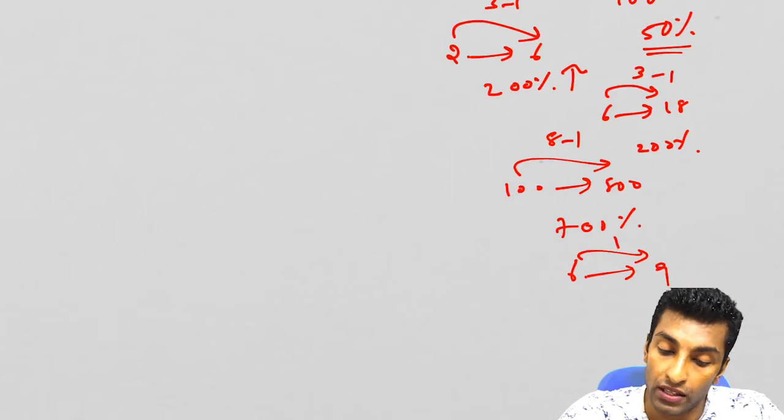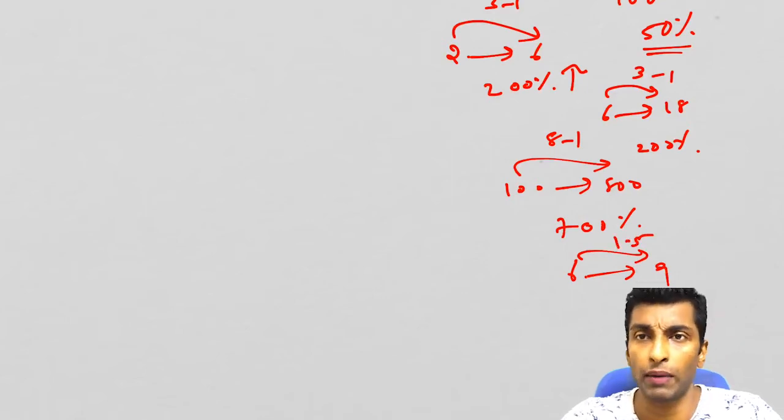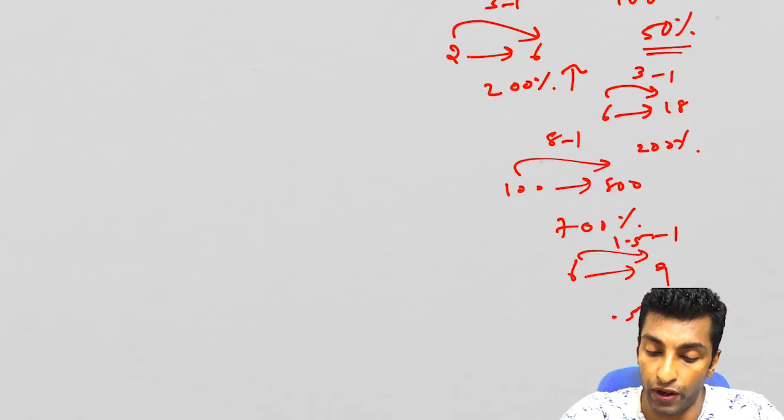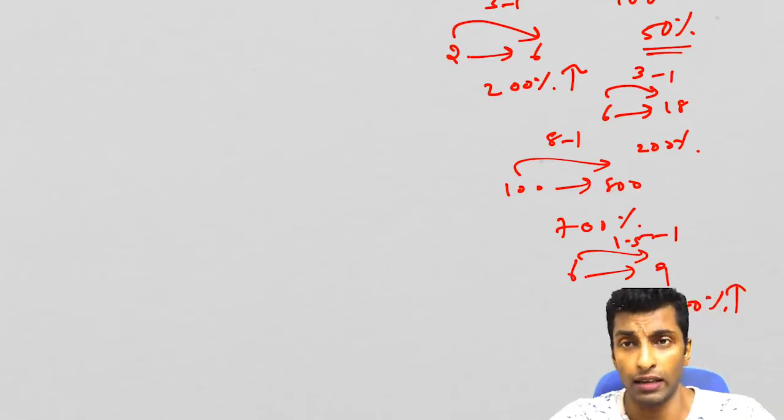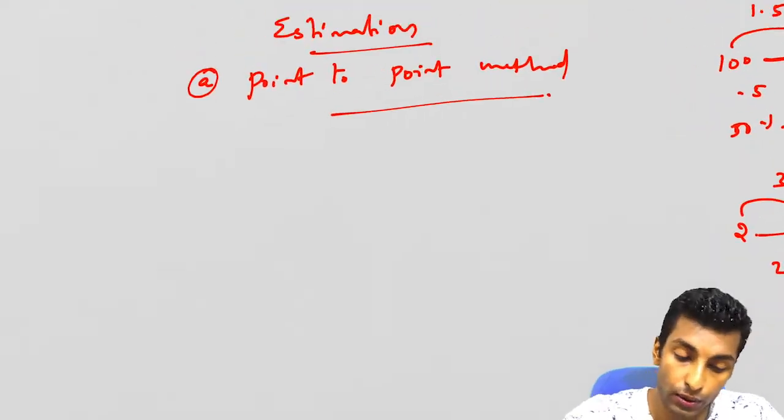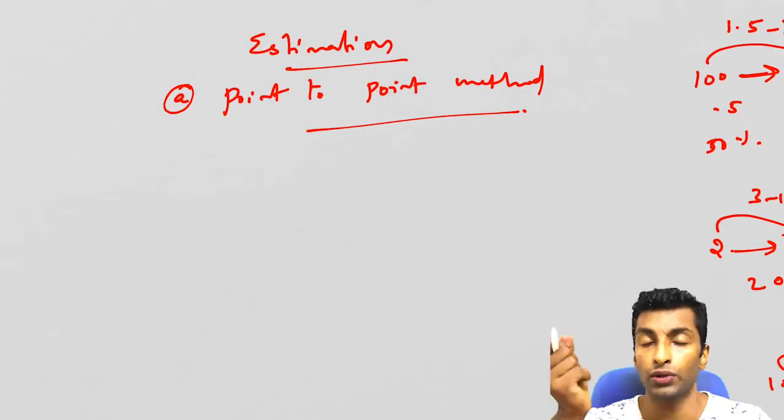6 to 9, what is the factor of multiplication? 1.5 or 3 by 2. 1.5 minus 1, 0.5. Add 2 zeros, 50 percentage increase there. So like this also you can calculate percentage. So here exactly the same method is used.